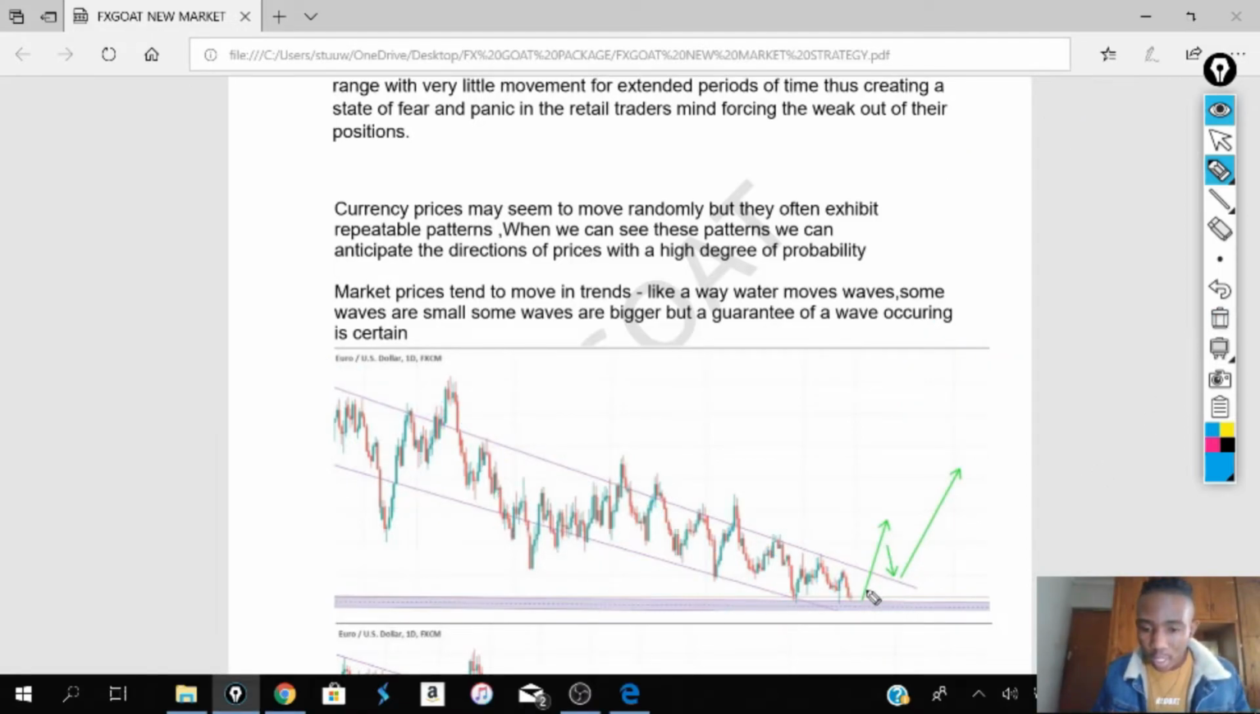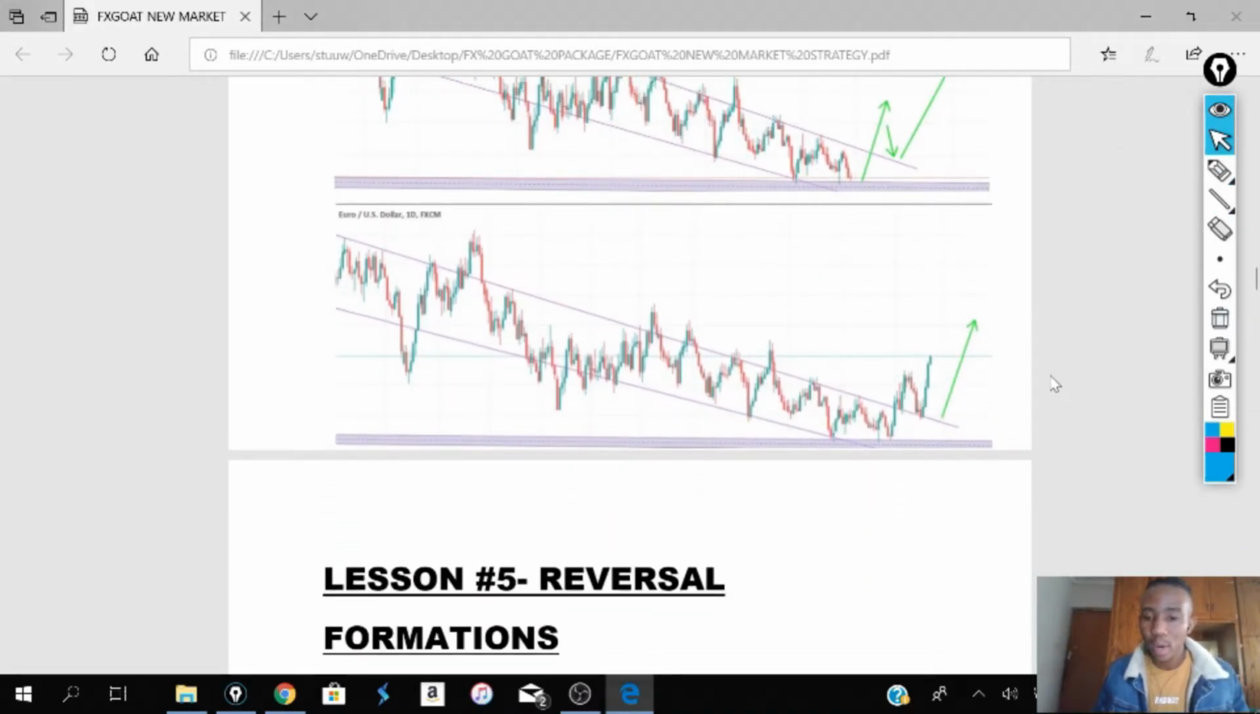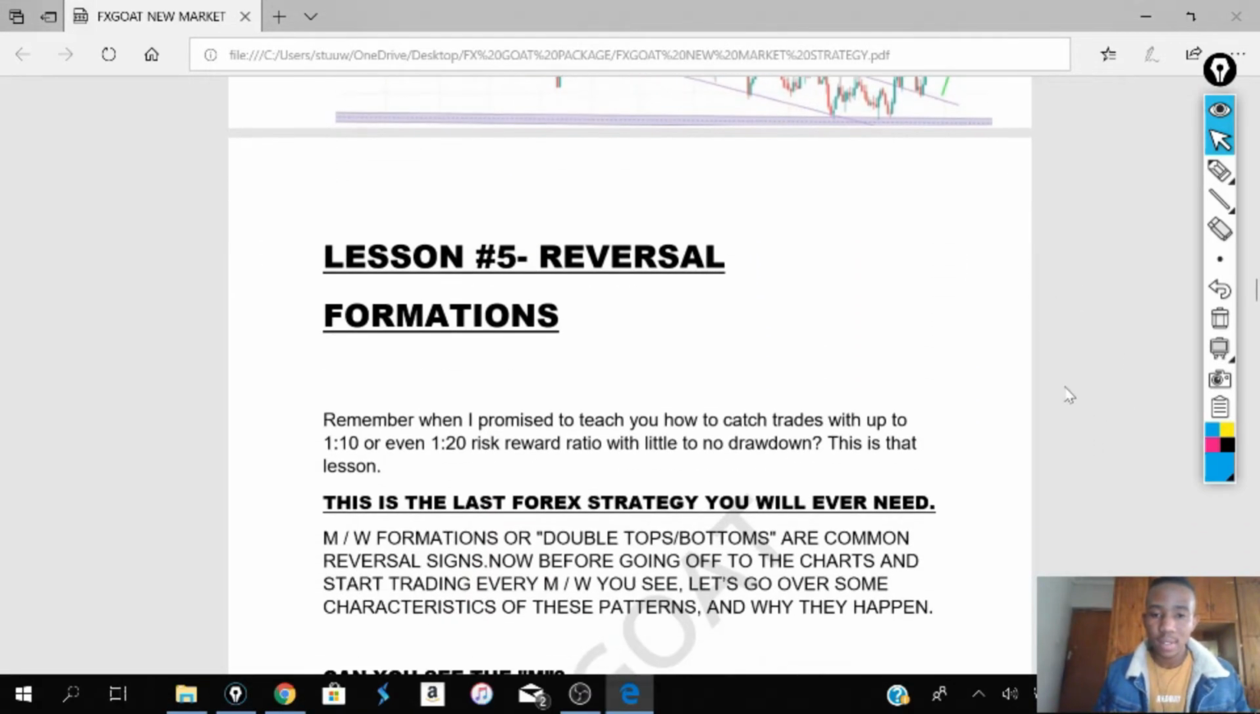As you can see right here, we're looking for a buy. Why? Because we entered what now? We entered a buy trend. We're looking for those ups and downs in a buy trend. All right. As you can see right here, the market respected the setup. Why? Because you understand the patterns. Let's go to the last lesson, reversals.